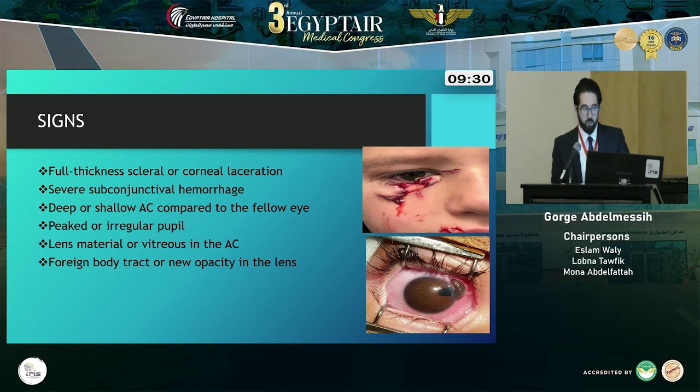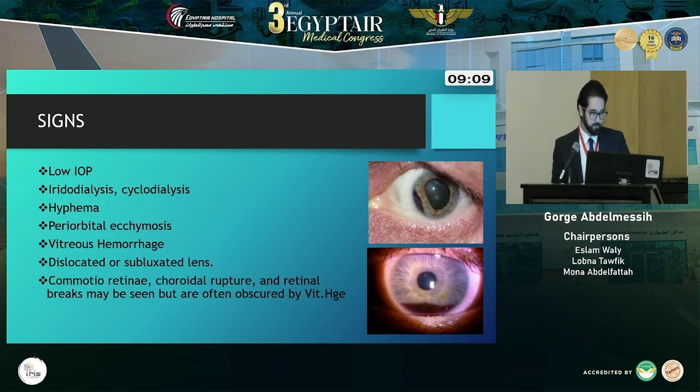Upon examination, we might find full thickness scleral or corneal laceration, severe subconjunctival hemorrhage, deep or shallow AC compared to the fellow eye. We also might find peaked or irregular pupil, a lens material or vitreous in the AC, cataract, foreign body tract, or new opacity in the lens. Less commonly, lower intraocular pressure, iridodialysis or cyclodialysis, hyphema, periorbital chemosis, vitreous hemorrhage, dislocated or subluxated lens. Commotio, choroidal rupture, and retinal breaks might also be seen, but often are obscured by vitreous hemorrhage.